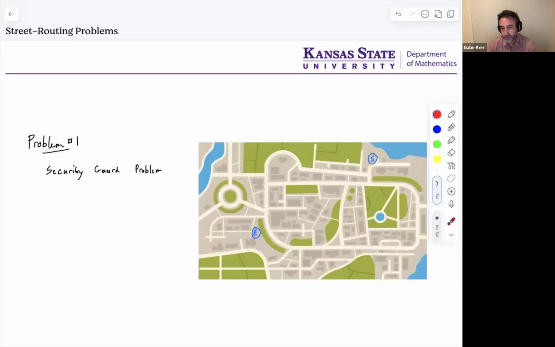So the goal is, given a map or some kind of layout, can you design a route for the security guard that would minimize those overlaps, or ideally allow them to cover every block once on their route? This is one of the problems talked about in this introductory section, and it's a practical problem that you can imagine having to solve.